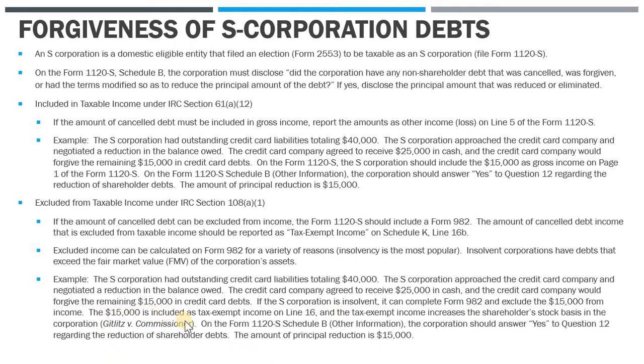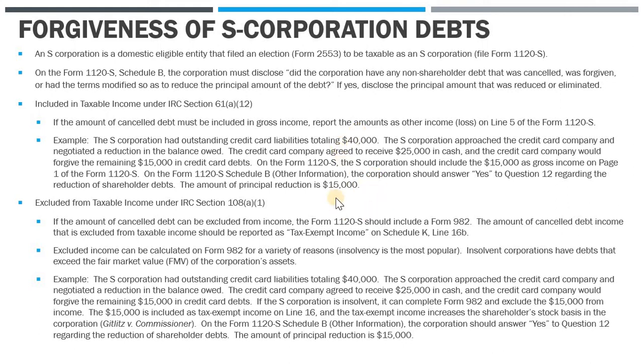There was a court case a number of years ago, Gitlitz v. Commissioner, where the IRS effectively said, well, if you don't have to pay tax on this income, it shouldn't be an increase to your stock basis because you're already getting the benefit. So we shouldn't give you the benefit twice. And the courts disagreed. They said it's still tax-exempt income, and it still increases the tax basis. So you can get tax-free income if you are insolvent, and the increase to your basis is going to be for an equal amount. Then back to Schedule B, this company would answer yes to question 12 regarding the reduction of debts, and then enter $15K, the amount of principal debt that was reduced during the year. So that covers, at a high level, S corp forgiveness of debts.